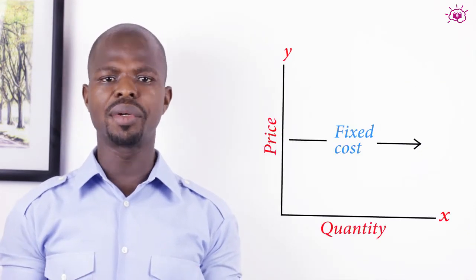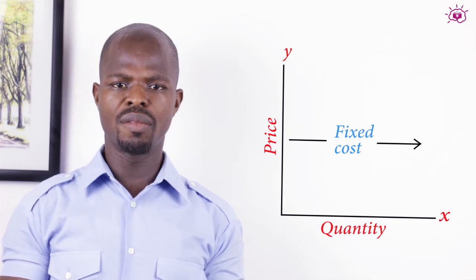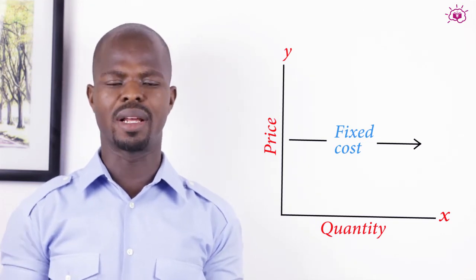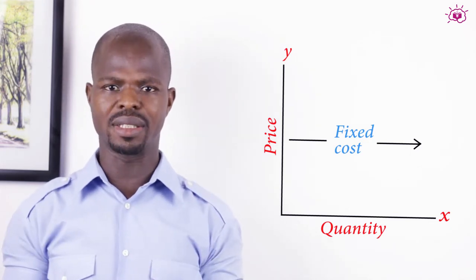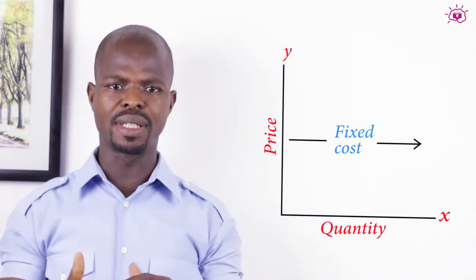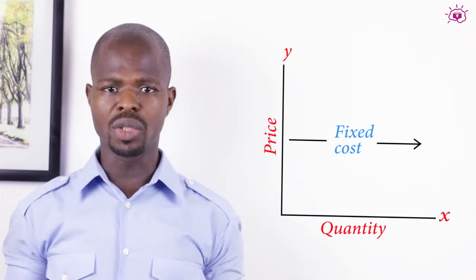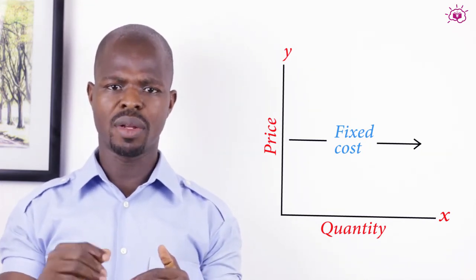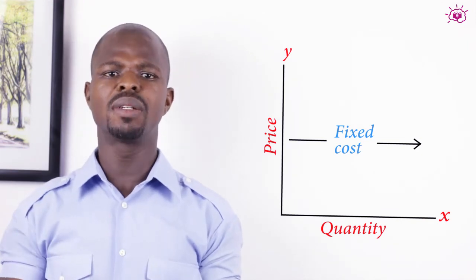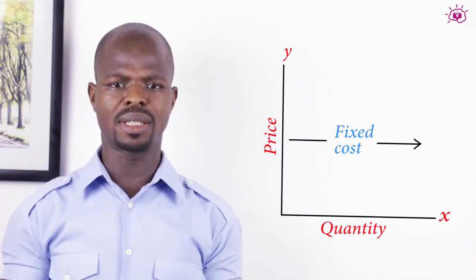Then, as you can see on the graph, fixed cost is always parallel to the x-axis. Of course, we have the y-axis and we have the x-axis. So you can see that it is facing the horizontal plane, that is the x-axis. So whenever a curve tagged FC is facing the x-axis, it simply means it is total fixed cost.